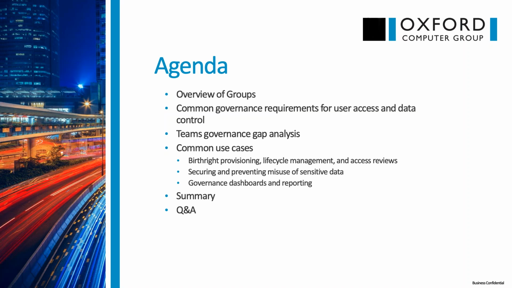All right, so our agenda for today is we're going to be discussing, as mentioned in the title, governing Teams. As you see in the agenda, the first bullet point is an overview of groups, and we'll explain why groups play a critical part in governing Teams. Then some common governance requirements for user access and data control, the Teams governance gap analysis between what Microsoft has as a native solution plus what Saviynt adds as a partner to that solution, and some common use cases for IGA, particularly around Teams. And then we'll have a few minutes left for Q&A at the end.